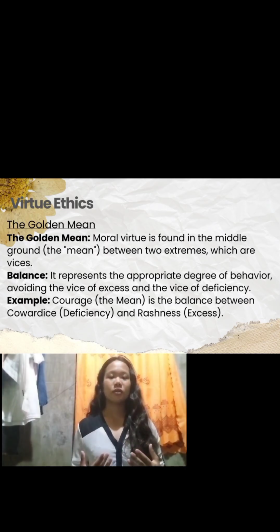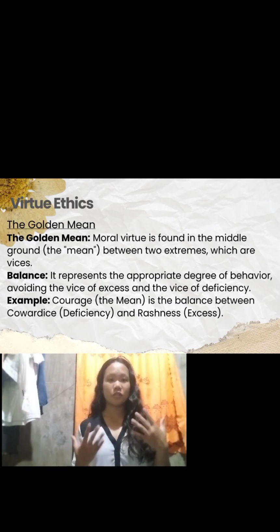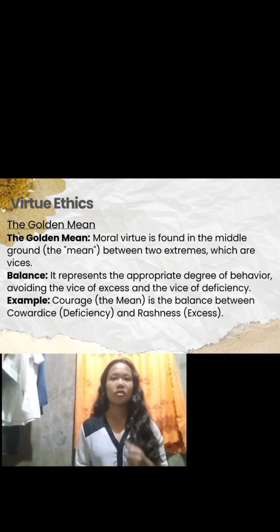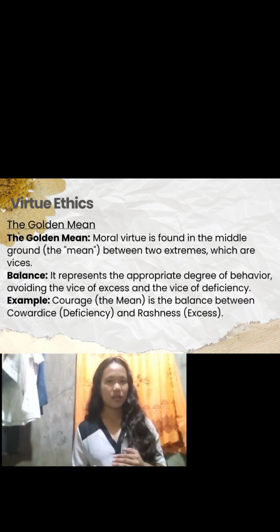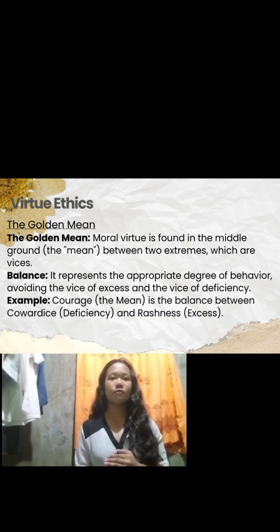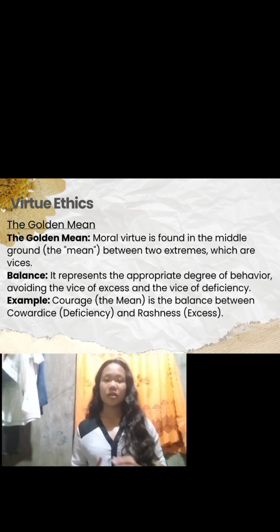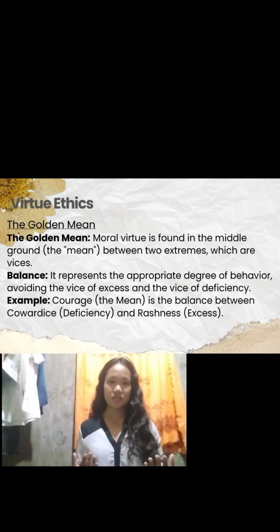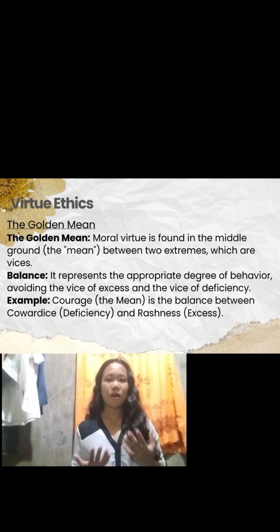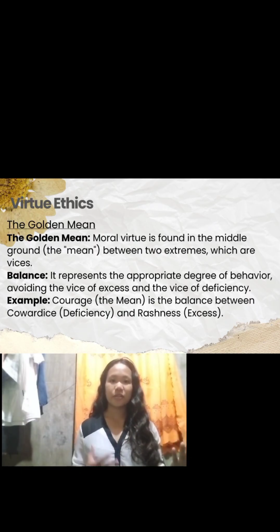The golden mean, Aristotle's idea. Moral virtue lies in the middle ground between two extremes, which are vices. Excess, one extreme, is too much. Deficiency, the other extreme, is too little. Virtue is about finding balance. Example, virtue, courage. Deficiency, cowardice. Excess, rashness. So, courage is the balance between being afraid and being reckless.